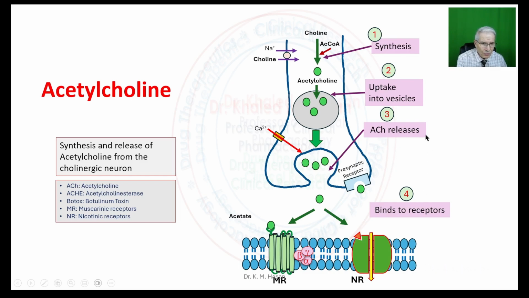So I will repeat it. Now we have four stages. Stage 1, synthesis. Stage 2, uptake into the vesicles. Stage 3, release of acetylcholine. Stage 4, binding to the receptor. This receptor could be a nicotinic receptor or a muscarinic receptor.